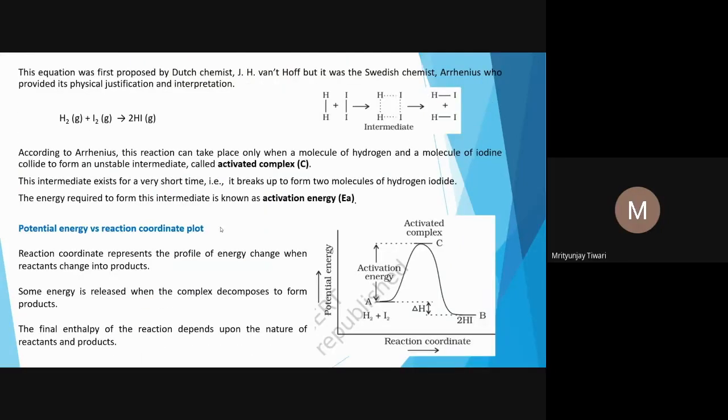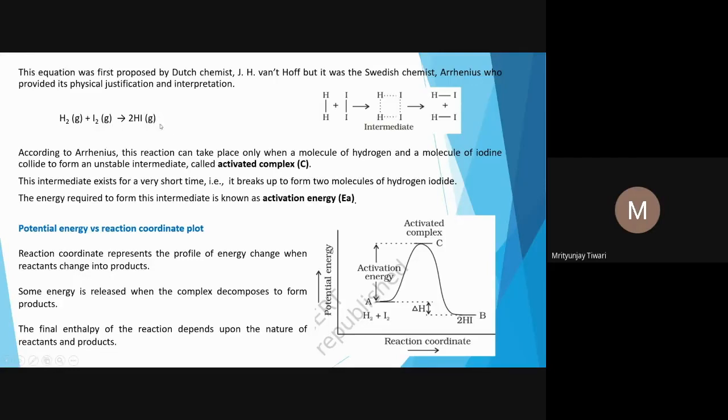This equation was first proposed by the Dutch chemist J.H. van 't Hoff, but it was the Swedish chemist Arrhenius who provided its physical justification and interpretation, and that is why it is known as the Arrhenius equation. Now if you look at the example of dihydrogen reacting with diiodine to give 2HI, H2 gaseous plus I2 gaseous. We know the standard form of iodine is usually solid, but here we take I2 in the gaseous form to give 2HI.